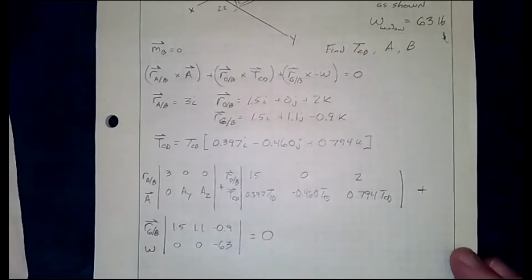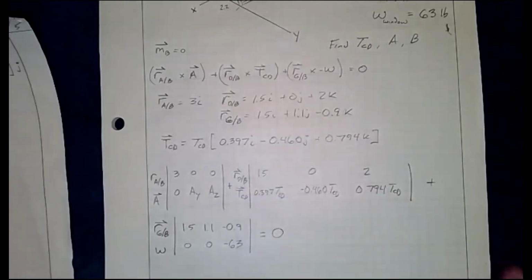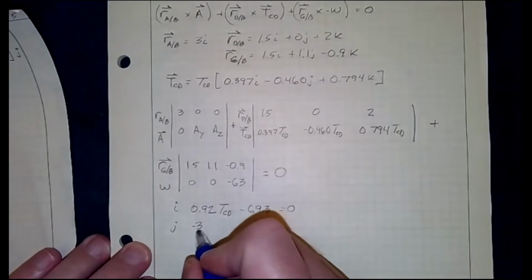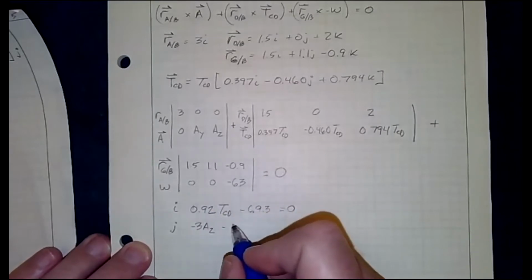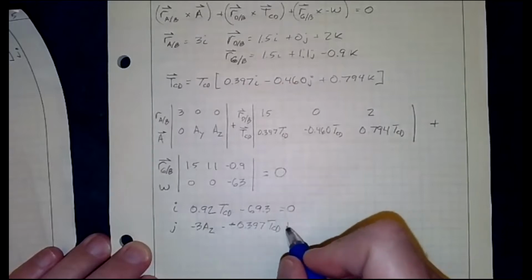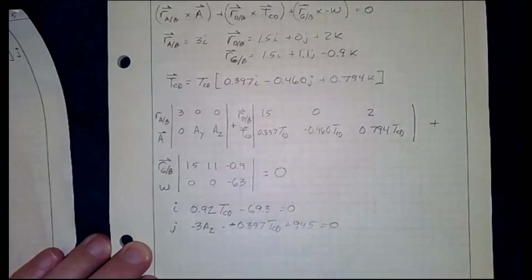What I found when I did my cross products was that once I did them and segregated them, all the i components were 0.92 times tension CD minus 69.3 equals 0. All right. And my j components were negative 3AZ minus negative 0.397 TCD and plus 94.5. That all equaled 0. And then for k, I ended up with 3AY minus 0.69 TCD, all that equals 0.